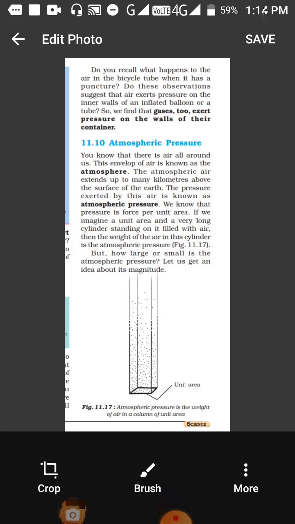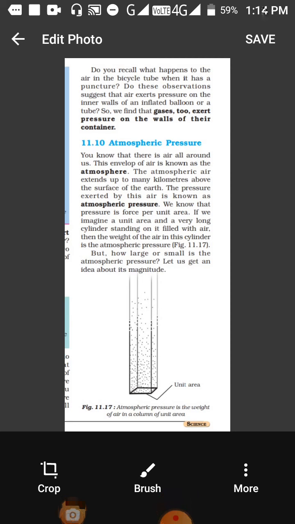The pressure exerted by air on the surface of the earth, due to the air present outside the earth, is called the atmospheric pressure. We know that pressure is force per unit area. We have learned that pressure is equal to force upon area. If we imagine, now we are about to figure out how much is the pressure exerted by air.